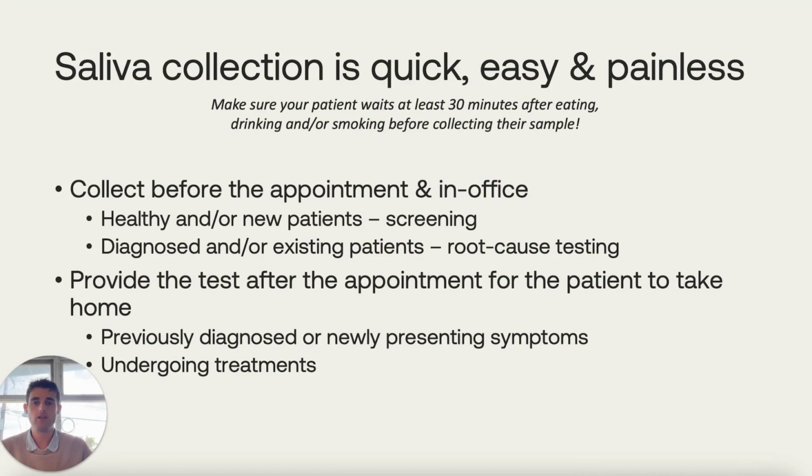The second option is to provide the test after the appointment for the patient to take home. This is a useful option if you have a patient and throughout the course of the appointment, you notice newly presenting symptoms of periodontal disease, or they were a new patient and you didn't know that they were previously diagnosed. Additionally, for patients who are undergoing treatments, the ability to send them home with a test can help ease their sample collection process and allow them to do it a few weeks after the treatment is employed.